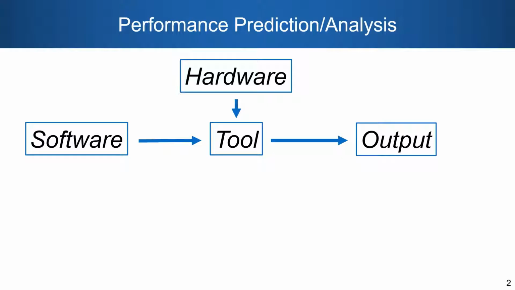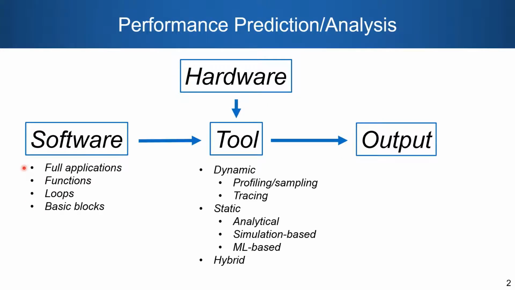So these tools take a piece of software and then they analyze the execution of the software on a specific hardware platform. And so there are tools for different kinds of software. Some tools, for example, analyze full applications, but there are also other tools that are more fine-grained and that analyze, for example, functions, loops, or individual basic blocks.